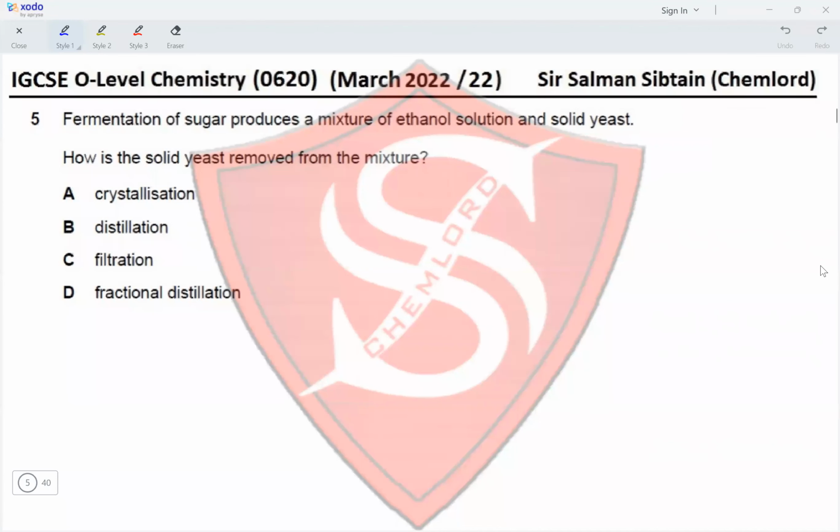Question 5. Fermentation of sugar produces a mixture of ethanol solution and solid yeast. How is the solid yeast removed from the mixture? So if it is an ethanol solution, that means it is dissolved and the yeast is solid. So we can easily remove it by filtration. Separation of a solid and a liquid is done through filtration. So crystallization, no. Distillation, no. Filtration, yes. Fractional distillation, no. This makes option C the correct option for this question.